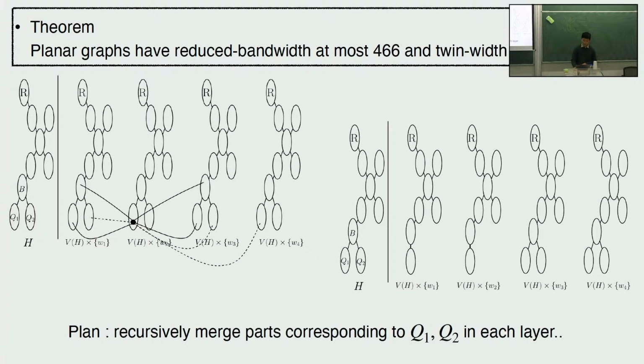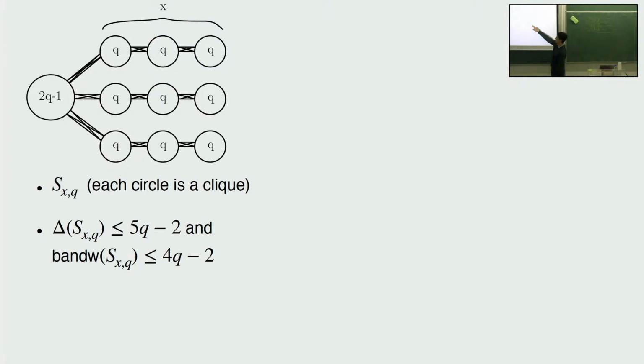So this graph will generally look like this. You have a subdivided claw, where each vertex of degree 1 or 2 is replaced by a clique of size q, and the center vertex is 2q minus 1. So the observation is that the maximum degree of this graph is 5q minus 2. Just look at a vertex in the degree 3 clique. And the bandwidth is also similar, because you take an ordering from one branch and then you go to the center and then alternately take the second branch and the third branch. So you go to the second branch, you go through all the vertices of the first clique, and then go to the clique in the third branch and so on. Then you can easily figure out that the bandwidth is small.